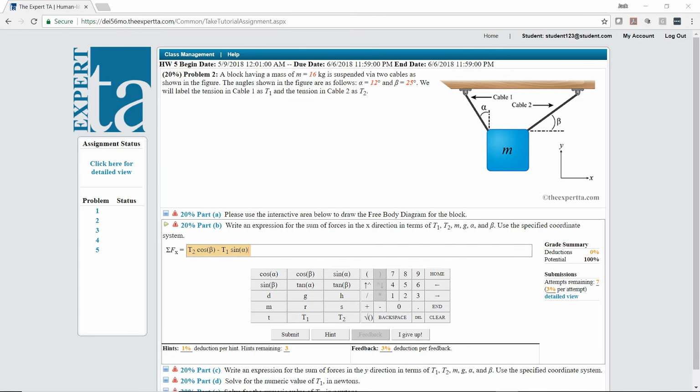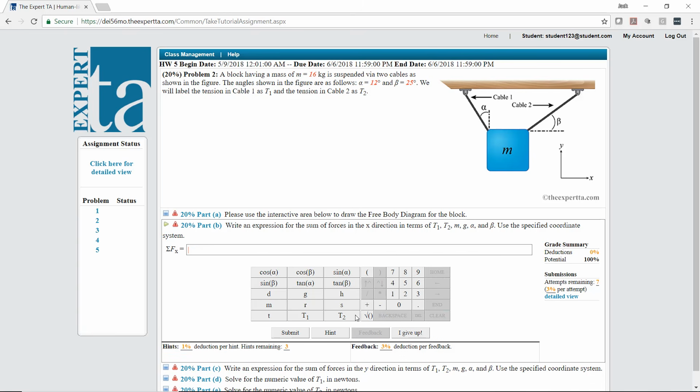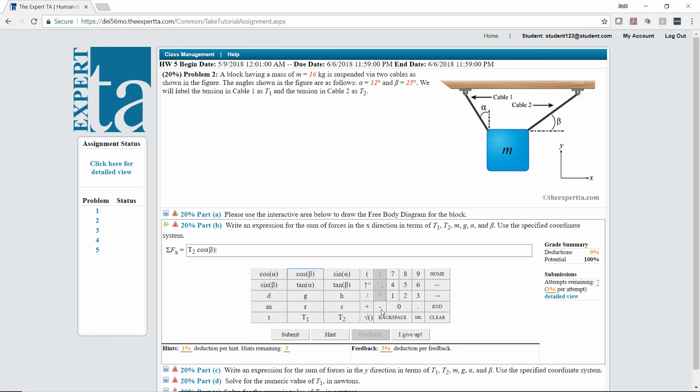The correct answer to the question is T2 cosine beta minus T1 sine alpha, as is shown on the screen. You shouldn't necessarily know that right now since it is the start of the semester, but this can still serve as an example. Let's make this answer have a few errors and also not be as simplified as is possible. Let's put a few extra parentheses around T1 and also make the mistake of having cosine alpha instead of sine alpha.